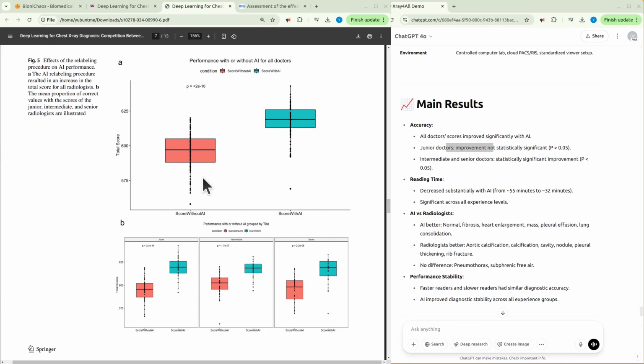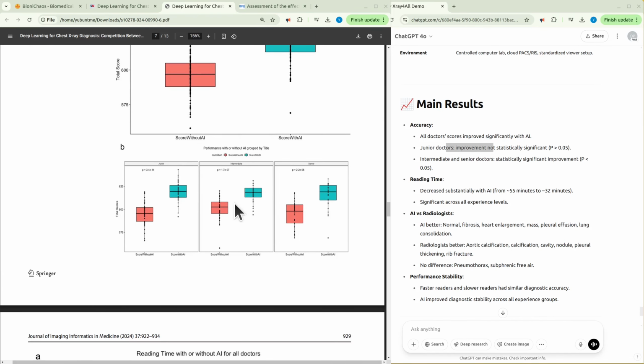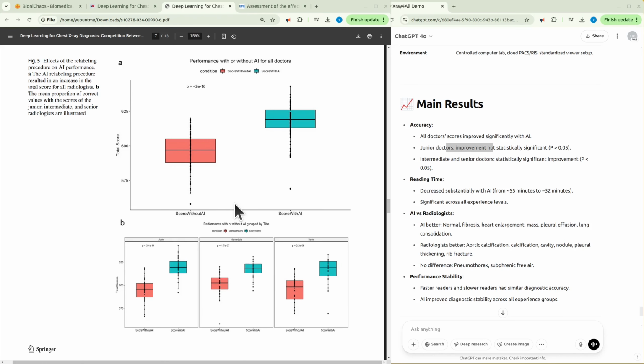You want to double check? Absolutely. Let's double check the findings from the study to ensure accuracy. Intermediate and senior radiologists: they showed significant improvements with AI assistance. Their average scores increased notably, p less than 0.5, indicating that AI helped them become more accurate in diagnosing chest radiographs. Junior radiologists: the improvement in their scores with AI assistance was not statistically significant, p equals 0.5.